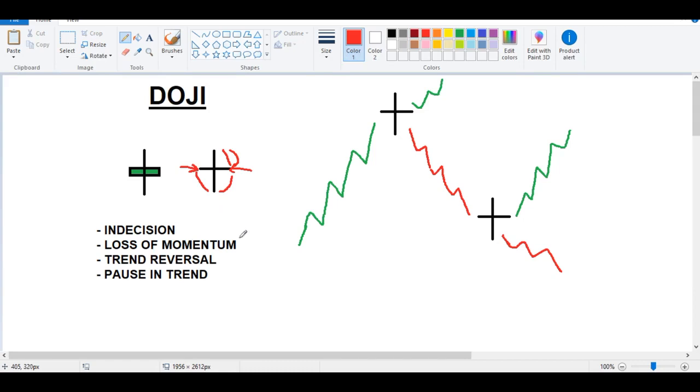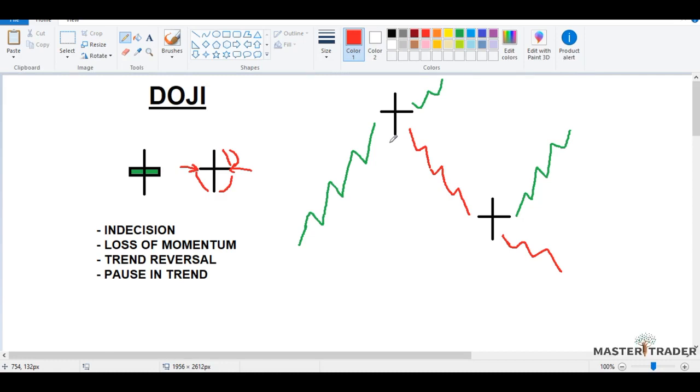So it can also mean loss of momentum. Suppose bulls are taking price up in a nice uptrend, and then at the top of the trend you get this doji. This indicates that there's some loss of momentum in the trend. Bulls are taking a break, or there's a pause in the trend. Now dojis are known for trend reversal. Generally they can be used as trend continuation patterns as well, but generally you would look at them as trend reversals.